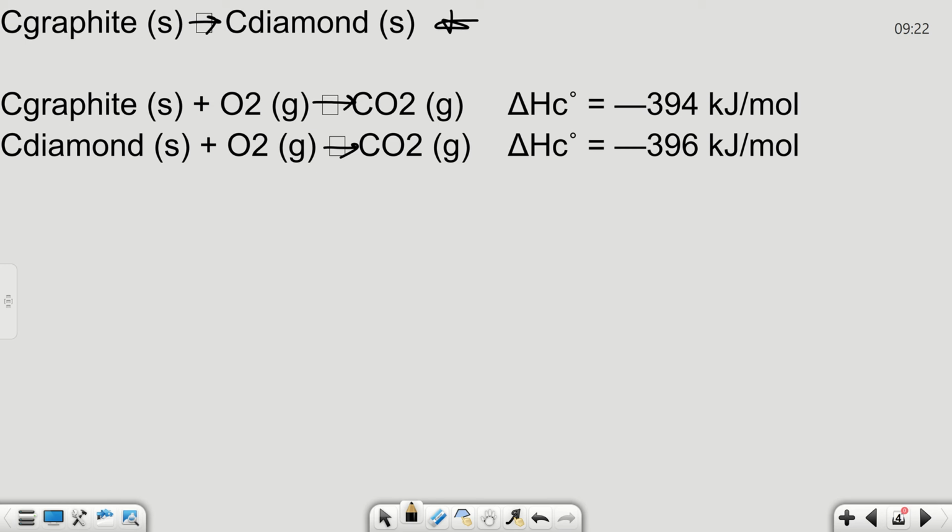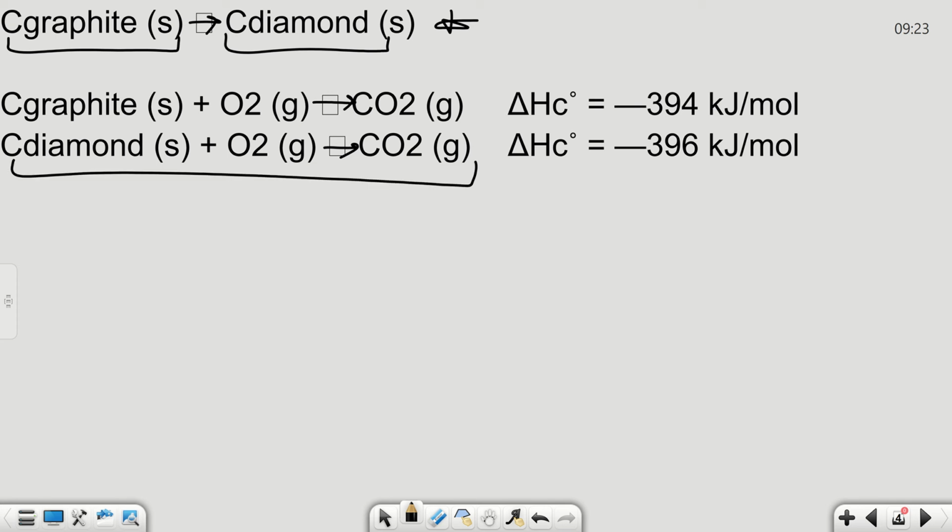So what I basically have to see here is graphite is on the reactant side of my final chemical reaction, and diamond is on the product side. So the first thing I need to do is reverse this bottom reaction. I just need to flip it. So I'm going to change it to CO2 produces C diamond plus O2. And when I do that, that causes the sign to now be positive for that particular enthalpy. If I flip the reaction, it flips the sign. So this reaction at the bottom is positive 396 kilojoules per mole.